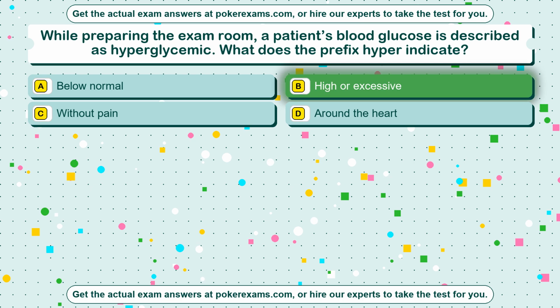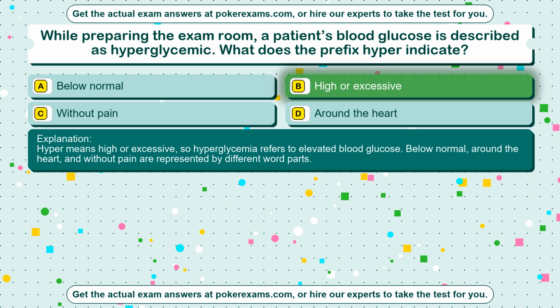The correct answer is option B, high or excessive. Hyper means high or excessive, so hyperglycemia refers to elevated blood glucose. Below normal, around the heart, and without pain are represented by different word parts.